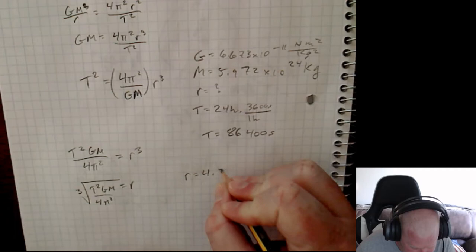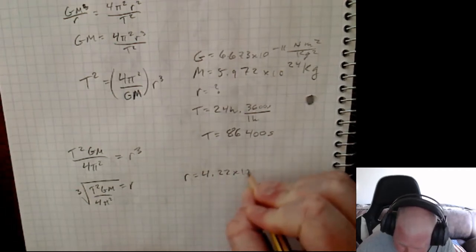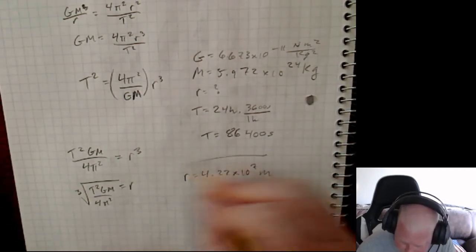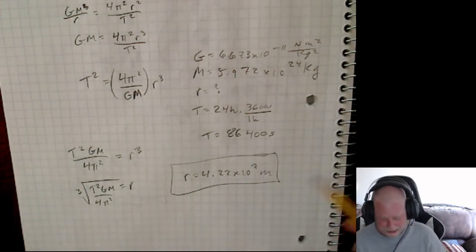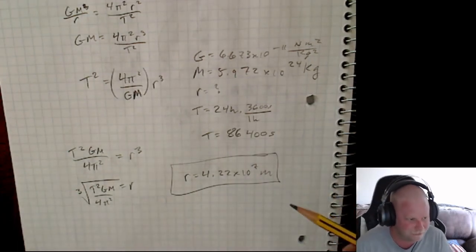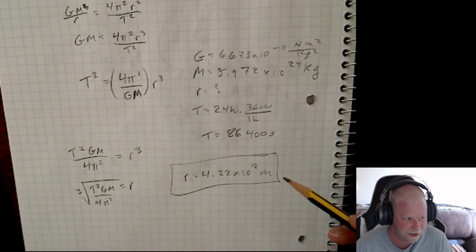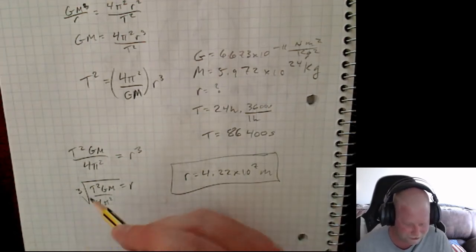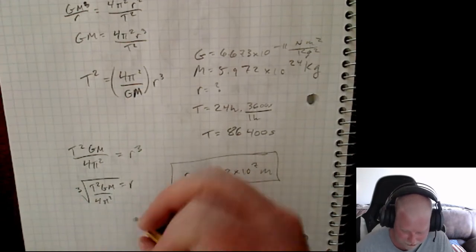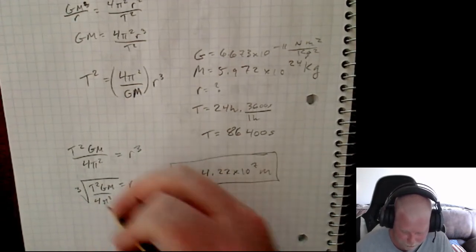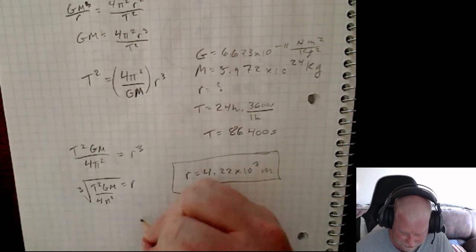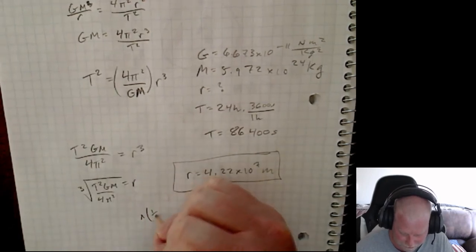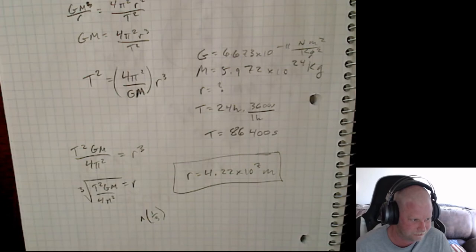And you should get 4.22 times 10 to the 7th meters. And again, that's the distance from the center of the Earth, not from the surface of the Earth. If you're not sure how to get the cube root in your calculator, remember that you can always, rather than the cube root, put whatever's inside here to the power of 1/3, and it'll do the same thing.